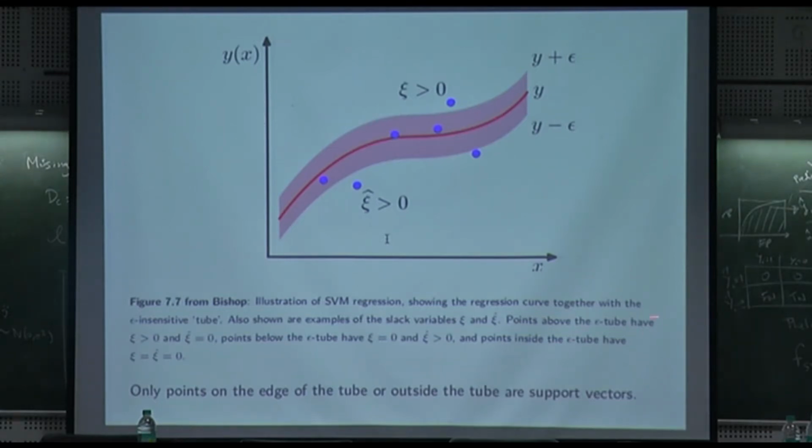The points above the tube have one of the slack variables positive and the other one 0. The points below the tube have the other slack variable positive, and the points inside the epsilon tube have both slack variables 0. Only the points on the edge of the tube or outside the tube are support vectors. Anything within here will not be a support vector. If your regression is good, many of the points will not be defining the support vectors because they lie within this bound.